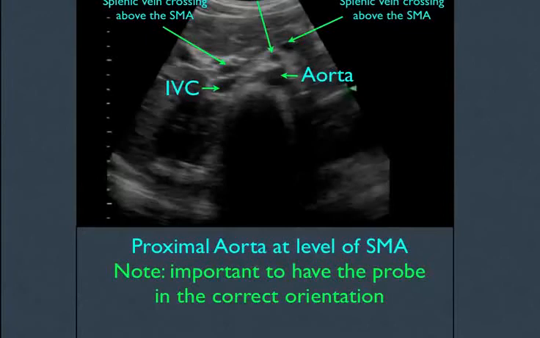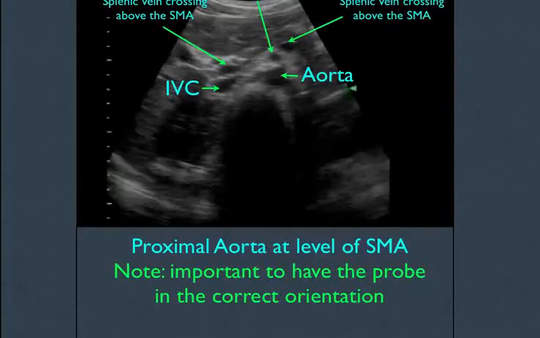Now just above this is the SMA, the superior mesenteric artery. And that's been described as a mantle clock. So if you think of a clock that sits on a mantle with a little face for the clock, the face is the SMA, and the mantle shape is the fat around the SMA. And the splenic vein crosses on top of the superior mesenteric artery.